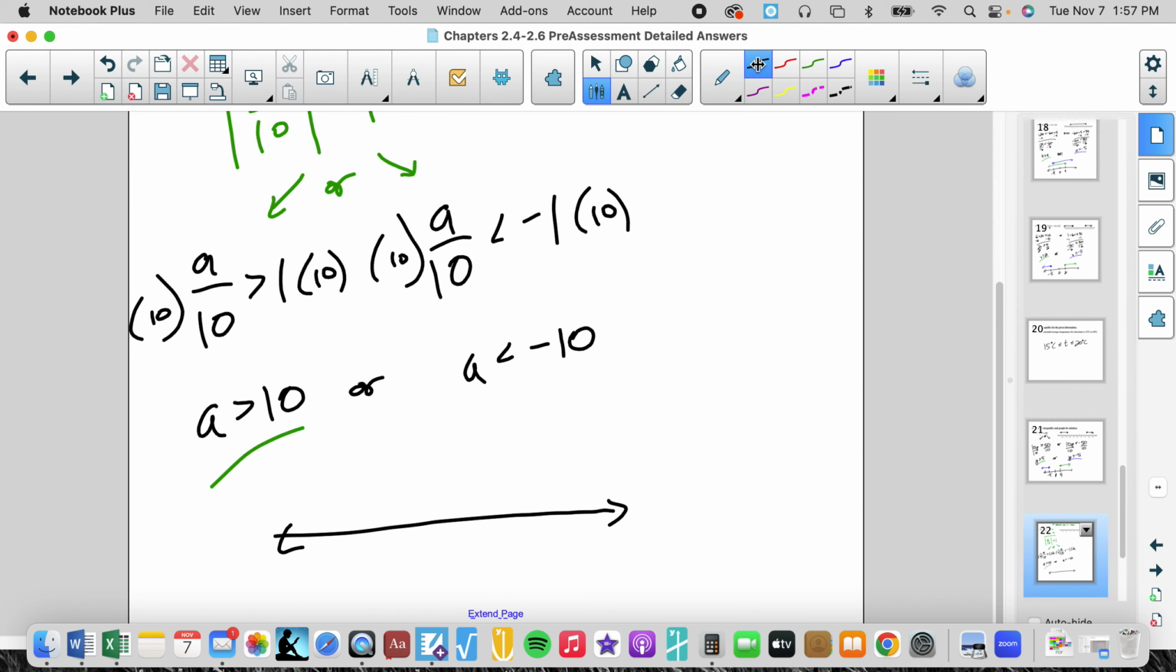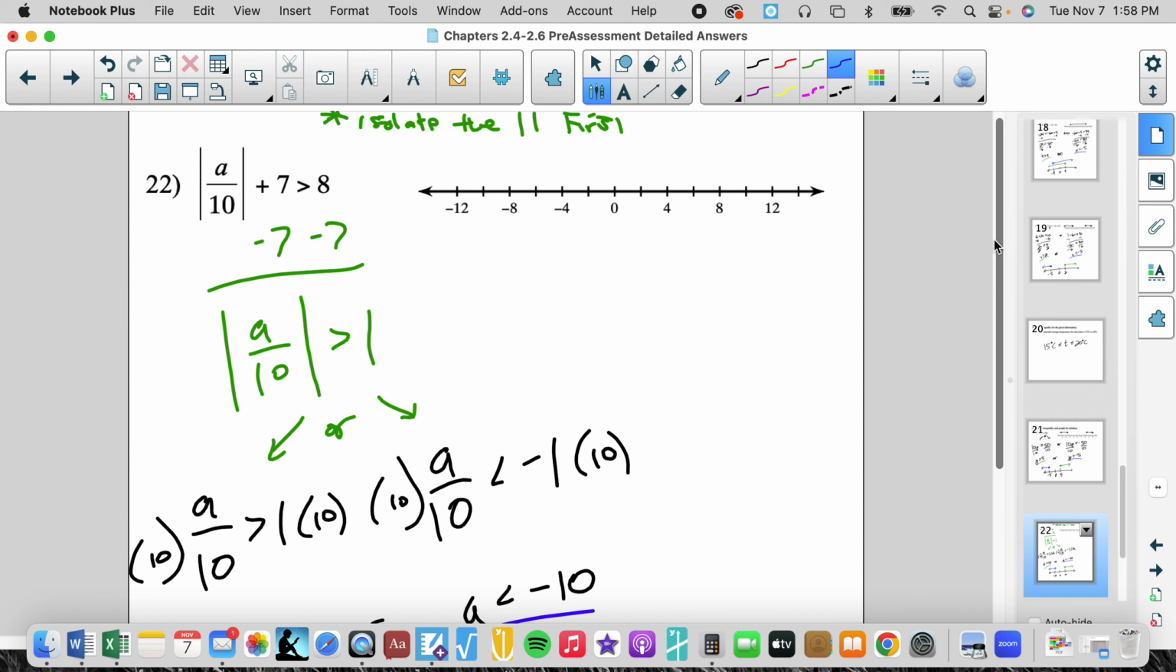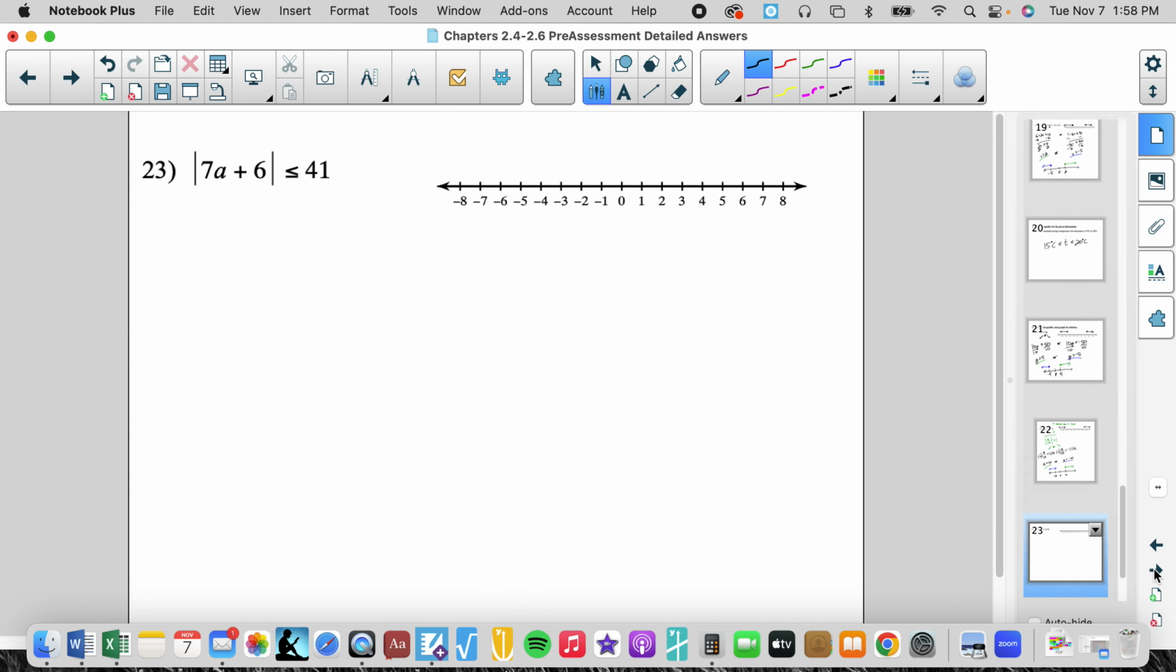Oh, well, we forgot to write our numbers. Negative 10, 0, 10. So green is greater than 10. Blue is less than negative 10. So my solutions are going to be at negative 10 and positive 10. Make sure that those circles are over 10, where 10 is on the number line. This is a less than, so it's going to be an and statement.